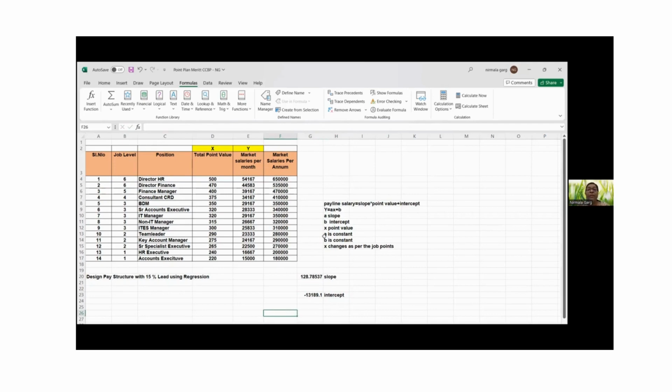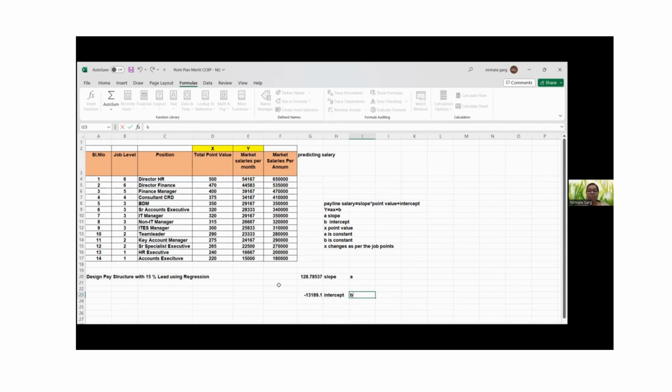Now, what is the formula to get your salaries? You're predicting your salaries, which is called predicting salary. That means what you should have in your organization. So what is the formula? Y is equal to AX plus B. Now, slope is what? A. Intercept is B.